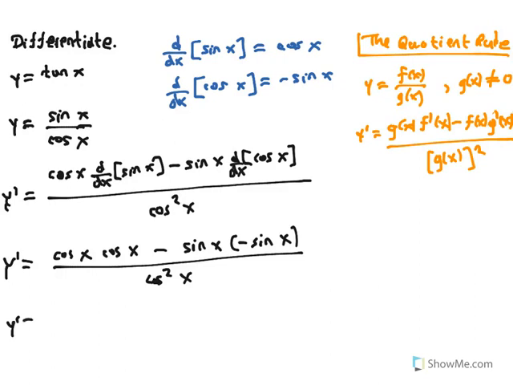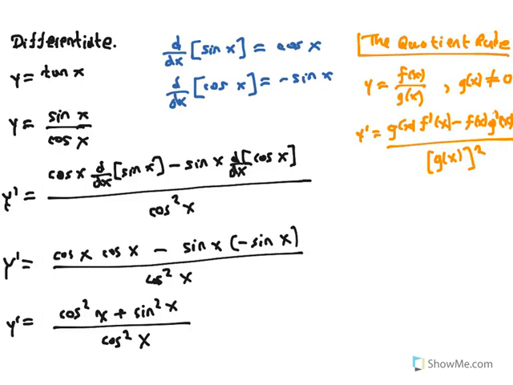So we can simplify. So we have cosine times cosine, which is cosine squared x, minus negative sine squared x, which is, of course, plus sine squared x. All of that will be over cosine squared x. So we're done with the differentiation. This is, in fact, the derivative of the tangent function. But if we're going to be using the derivative of the tangent function again and again to do problems, we'd like to simplify the answer.